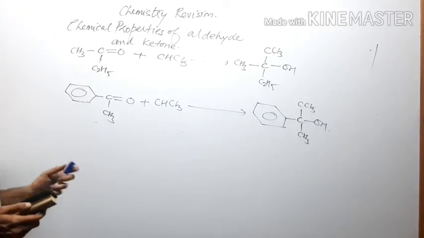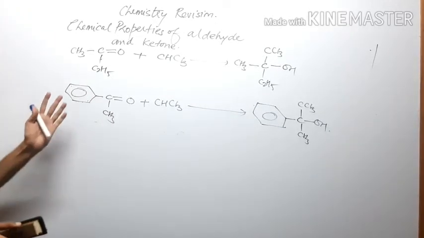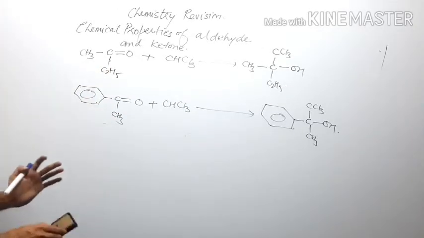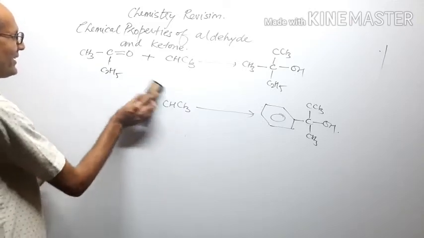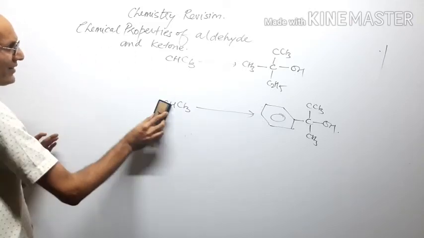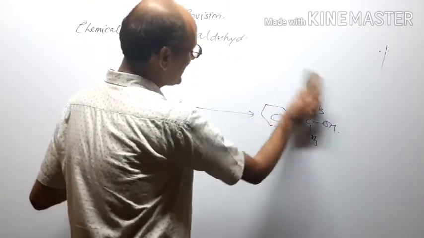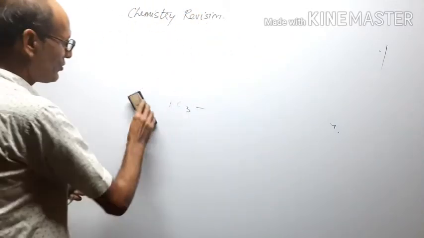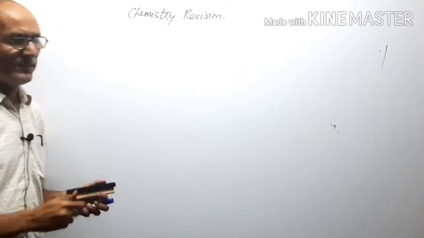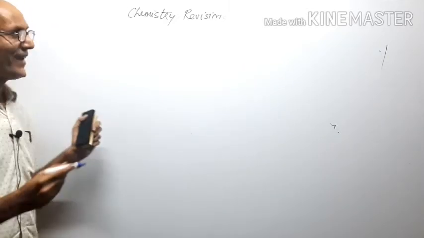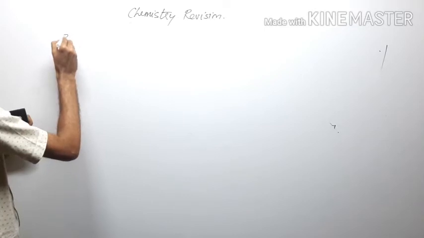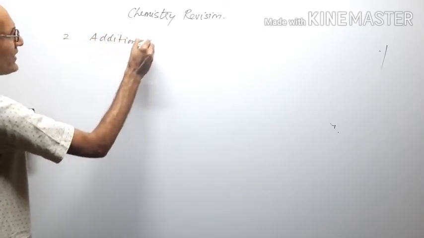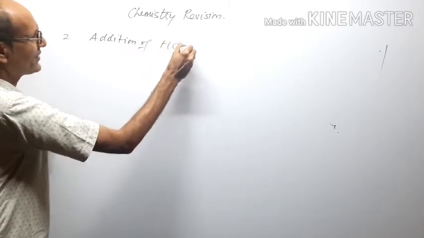Now another addition reaction. This is the addition of chloroform on aldehyde and ketone. We can add so many compounds. I am writing some examples of addition reaction, out of which one is chloroform, another is hydrogen cyanide. Number 2, addition of hydrogen cyanide, HCN.